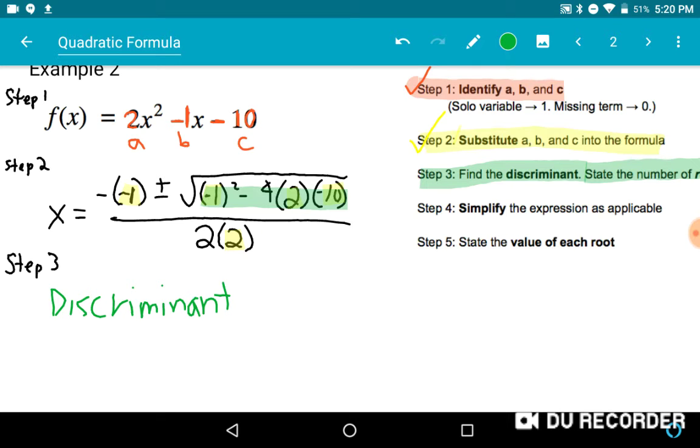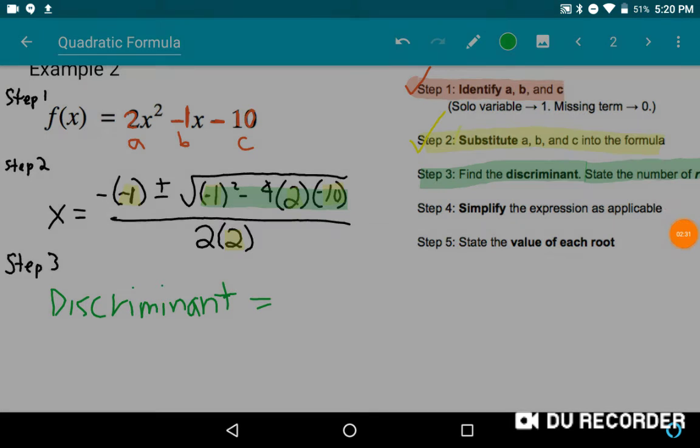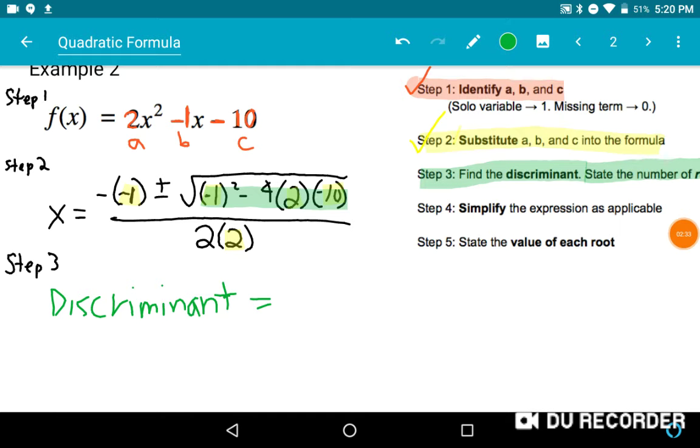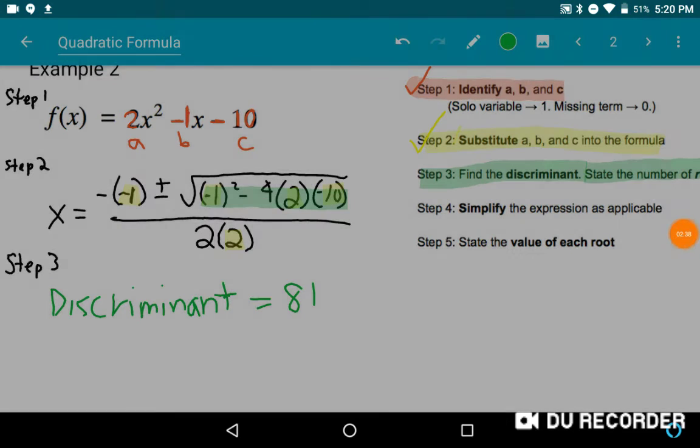Please use either an Android calculator, a Google calculator. There's a link earlier in the week to a calculator on Desmos. You really just want to make sure that your calculator does parentheses well, and iPhones do not. Anyway, so the discriminant here, when I do it out, 1 squared minus 4 times 2 times -10 is going to be a positive 81. Positive 81. All set with step 3.